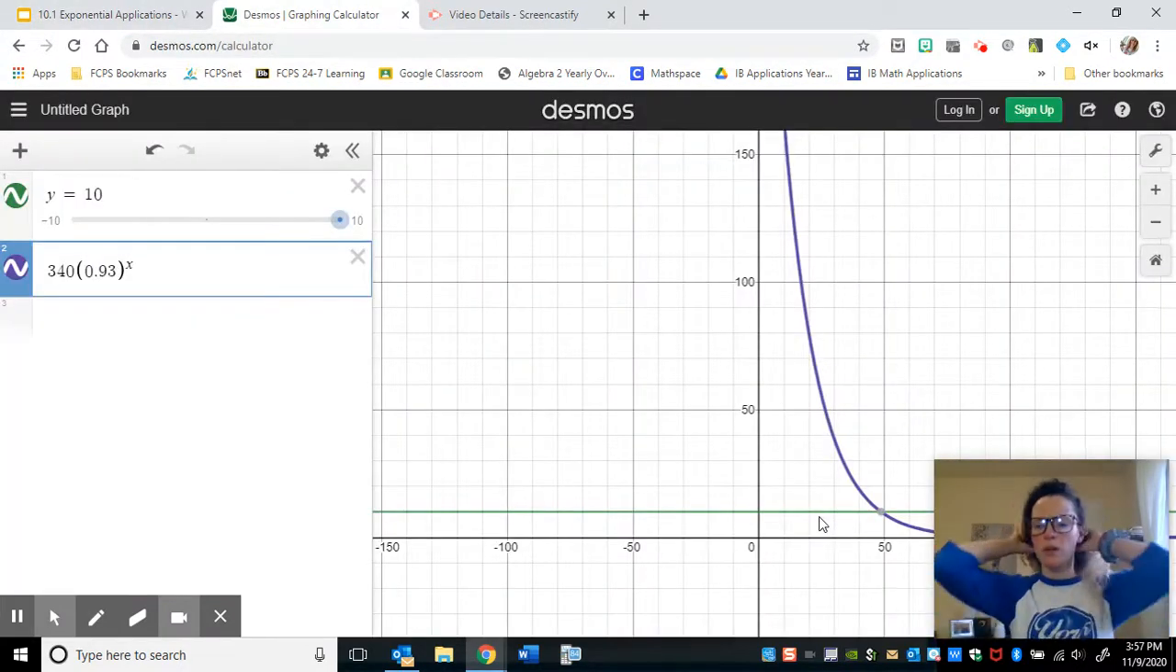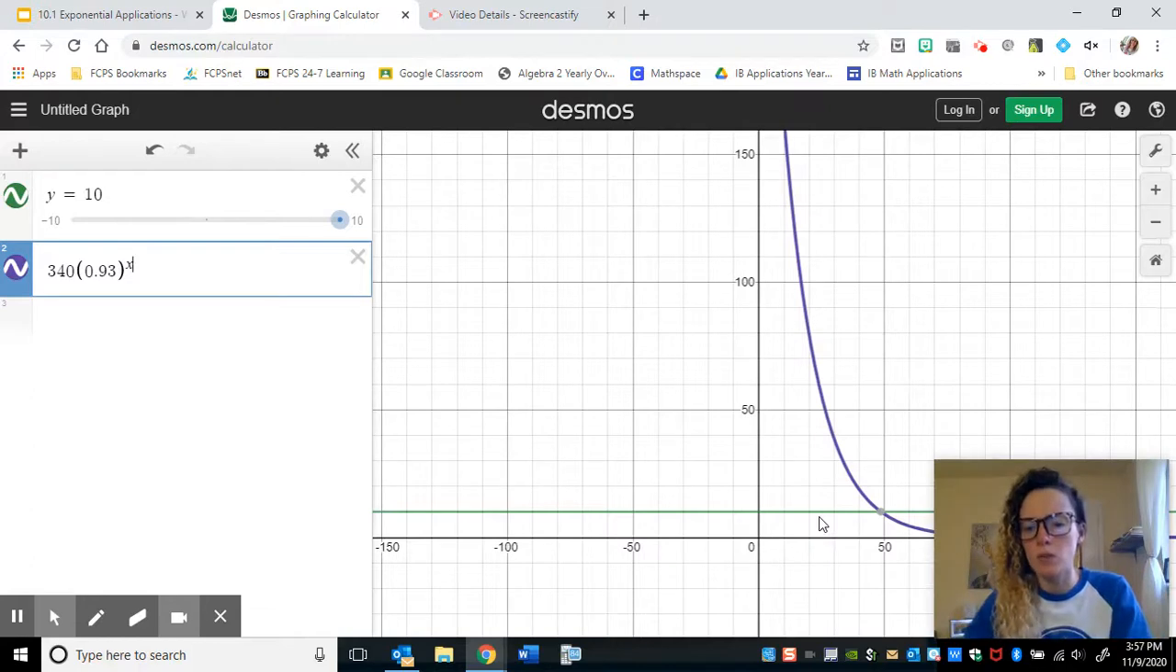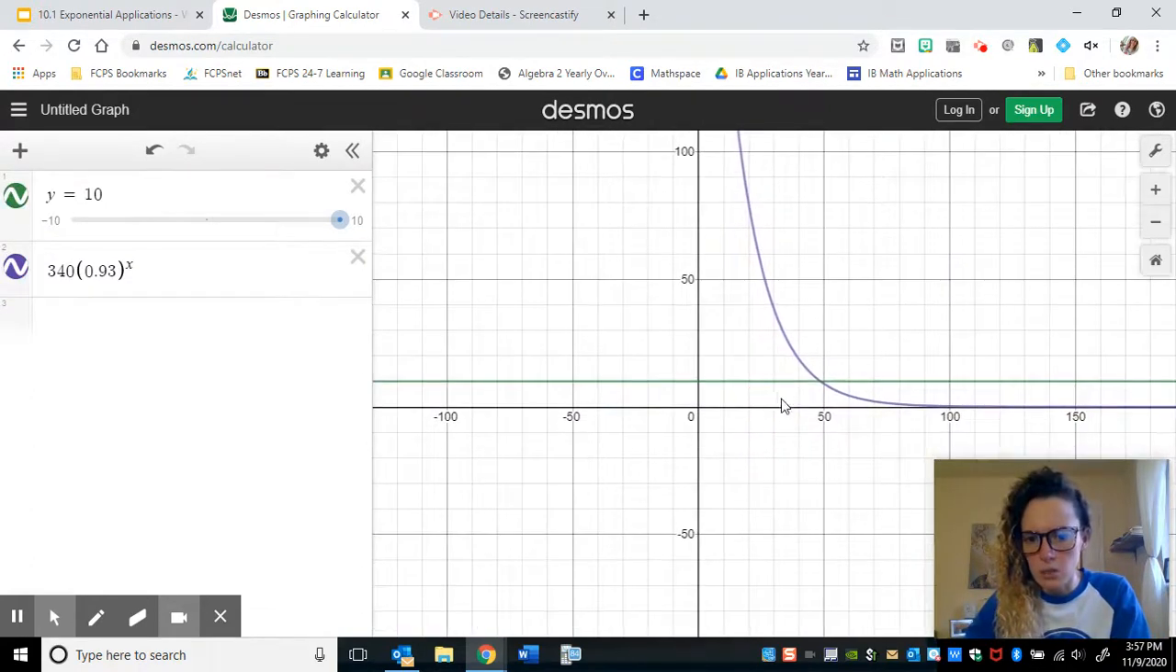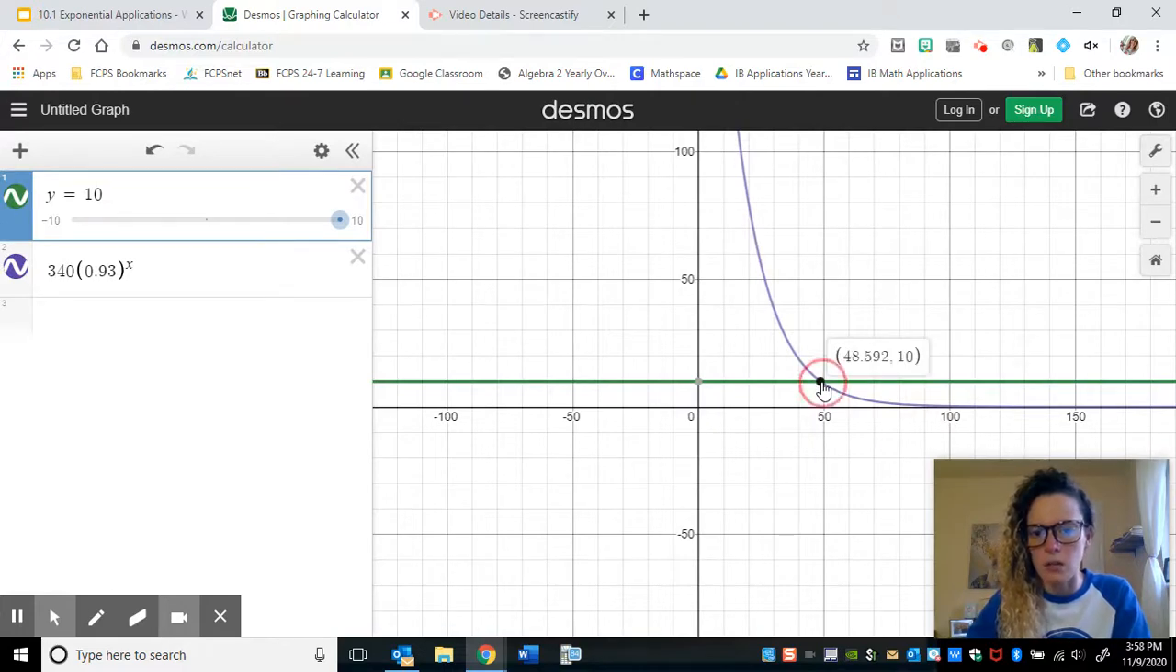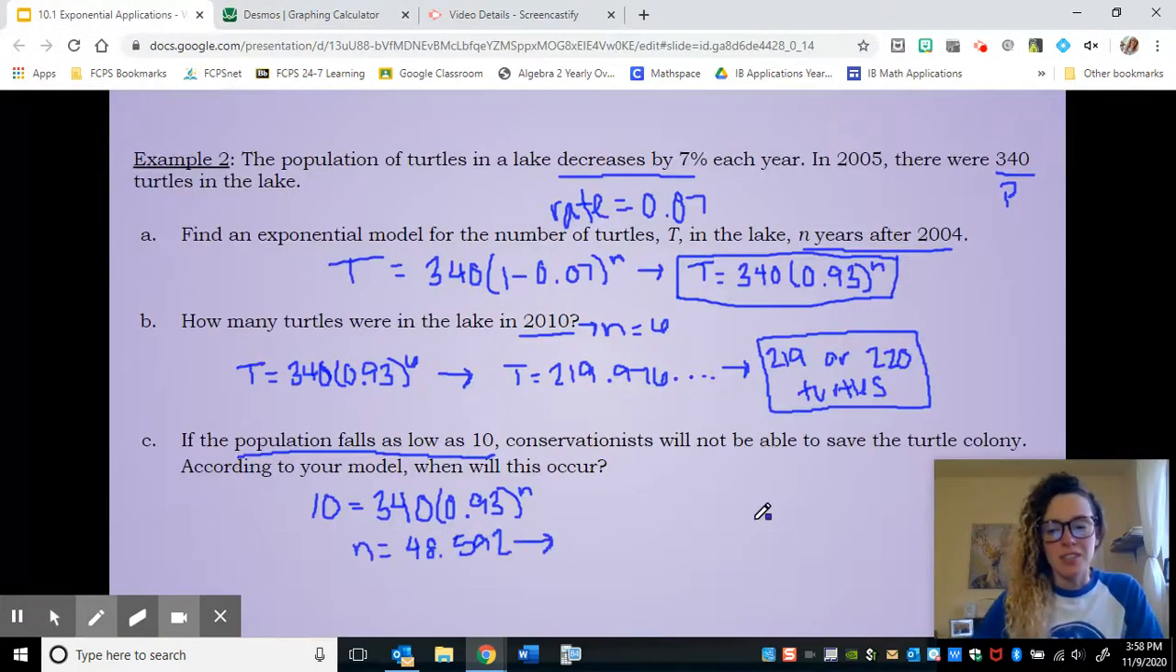So you can play around with your graph if you need or want to. I don't really need to, just because if I click on one of the graphs, my gray dot as my intersection pops up in Desmos. So I'm looking at x, or n, equaling 48.592. Because of the type of question they're asking, our answer can look several different ways. They're asking, when will this occur? Just saying n equaling 48.592, what does that even mean?